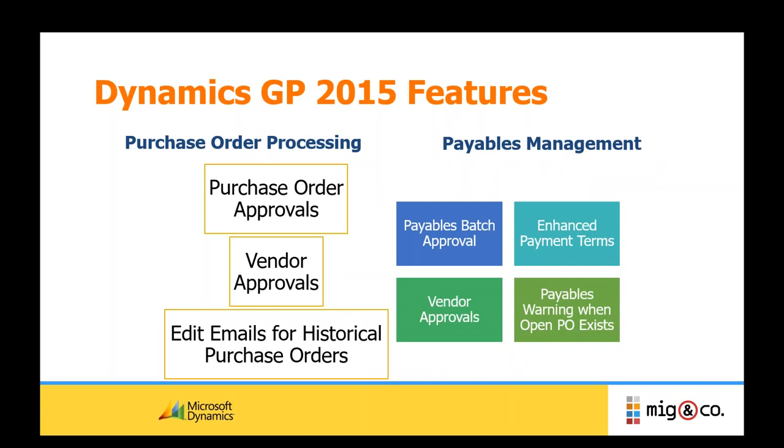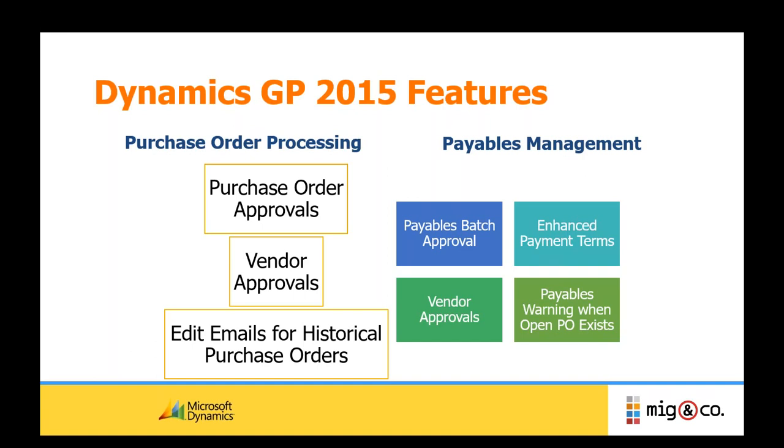So what are some of the features for purchase order processing and payables? So again, I mentioned that we have approval processes now. We have added vendor approvals to the mix. And on the purchasing side, we're now able to edit emails for historical purchase orders to make corrections. On the payable side, we now have payables batch approval. This is going to get a little bit boring because in almost all the modules, we've added some kind of batch approval. I'll just give you the heads up.